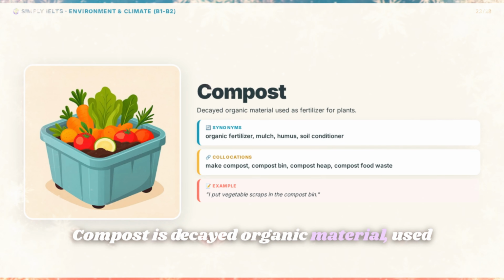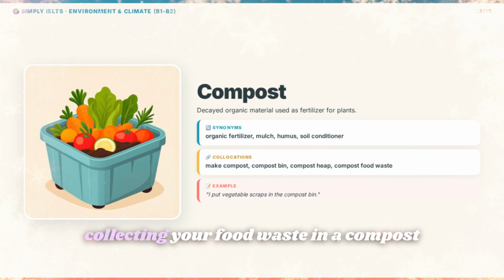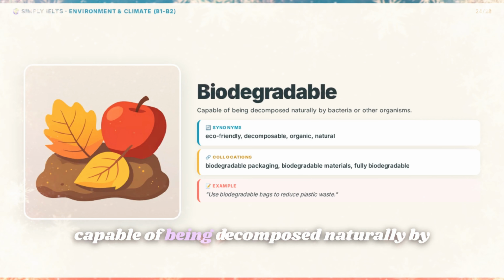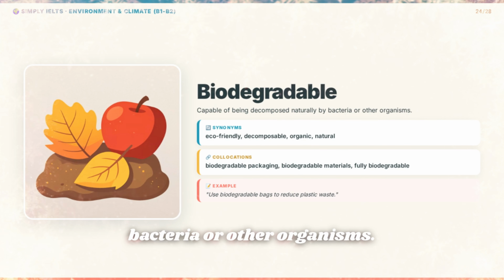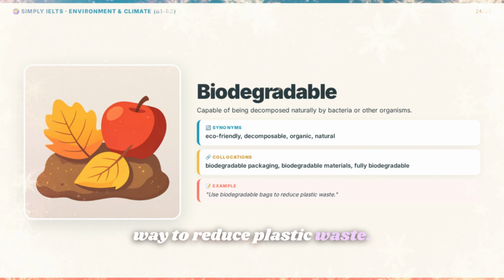Compost is decayed organic material used as a natural fertilizer for plants. You can help the environment by collecting your food waste in a compost bin. Biodegradable materials are those capable of being decomposed naturally by bacteria or other organisms. Using biodegradable packaging is a simple way to reduce plastic waste.